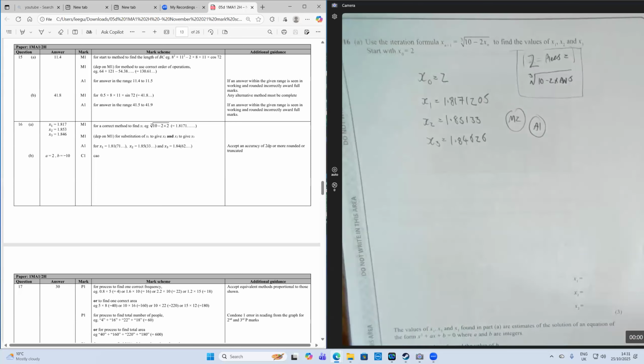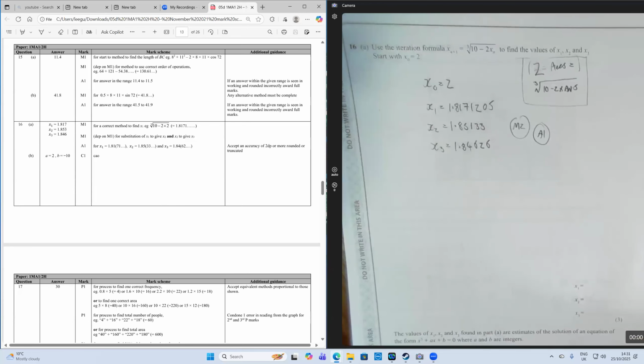So let's look at the next one, question 16. Question 16, use the iteration formula x(n+1) is equal to the cube root of (10 minus 2xn) to find the values of x1, x2, and x3. So it's our old friend, what I call spam equals, which is a reference to Monty Python.